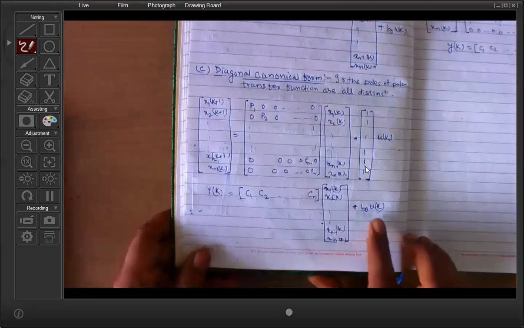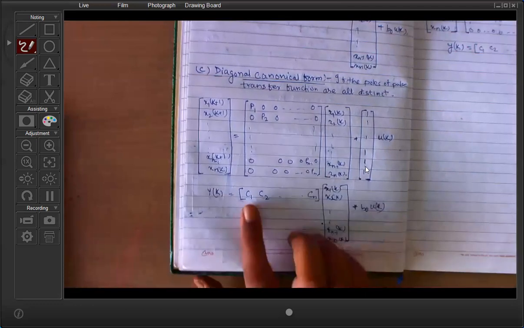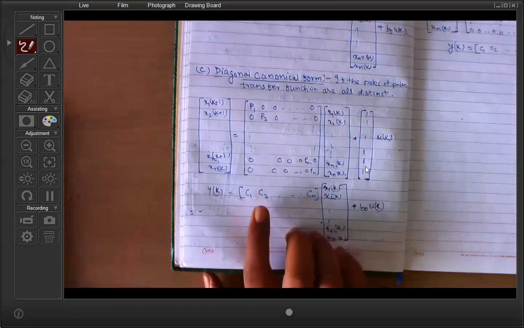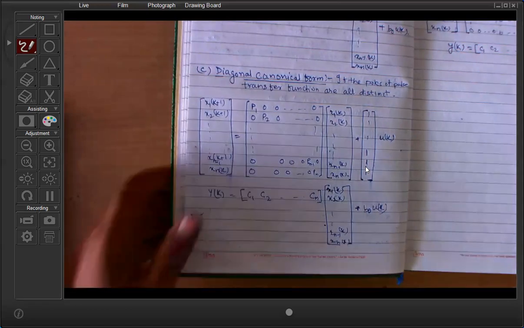and the C matrix is equal to C1 C2 up to Cn, times x1k, x2k, x3k, up to xnk, plus B naught into uk. So what do you mean by C1 C2? Suppose you have n number of poles.